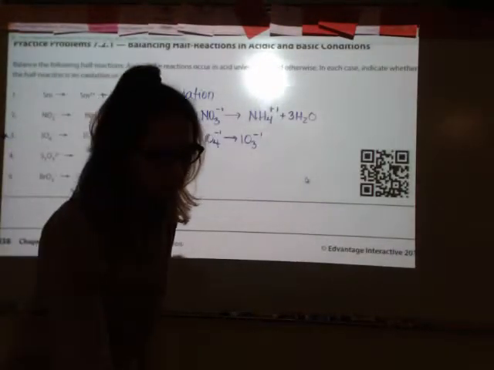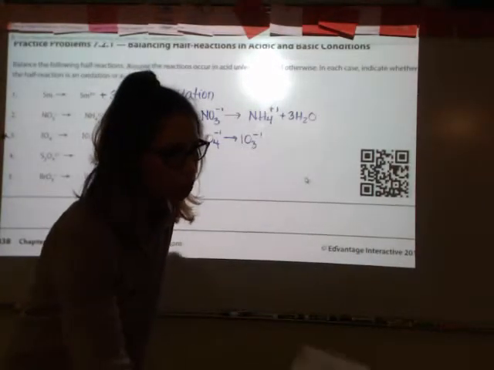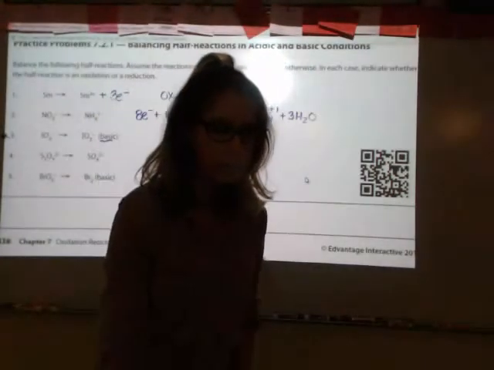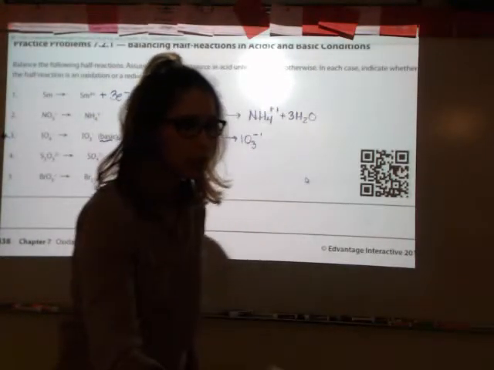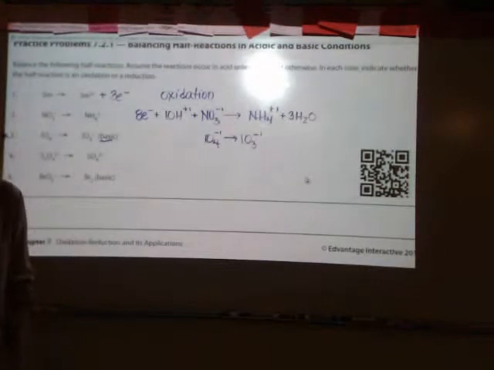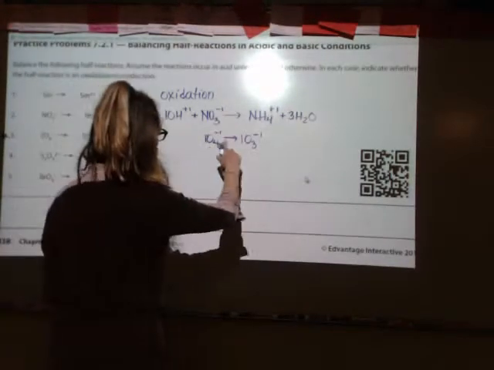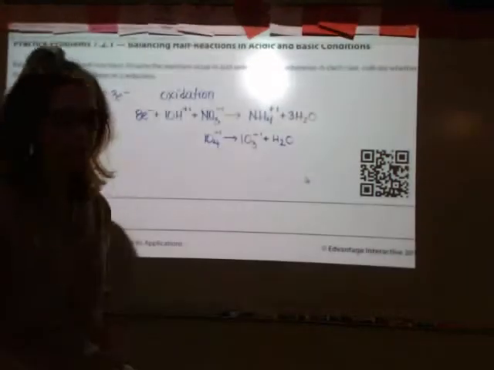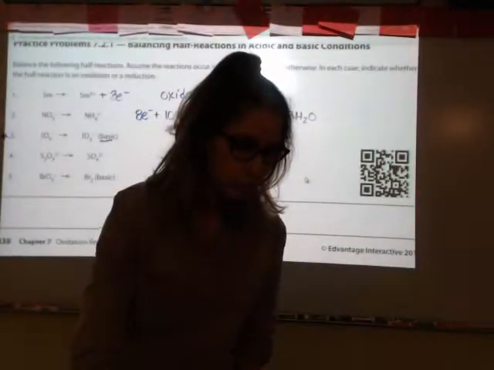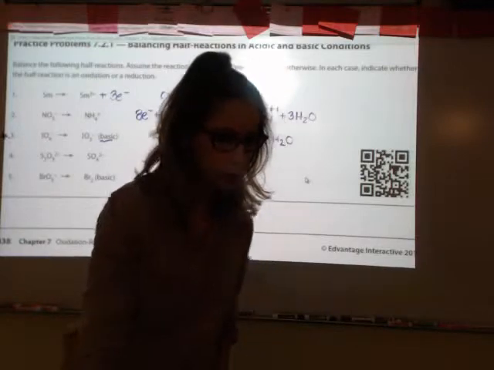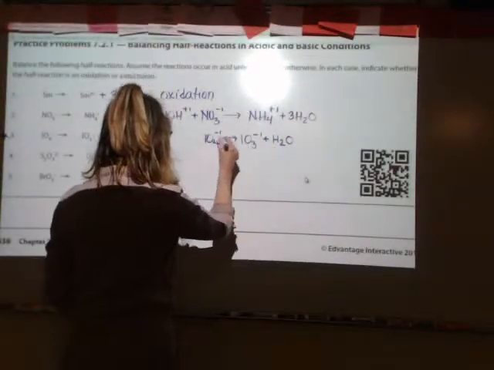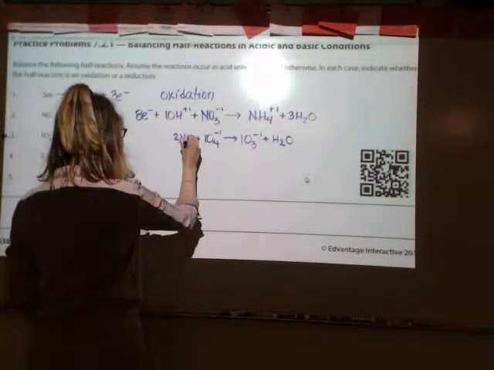Step number 1, balance atoms other than hydrogen and oxygen. Well, I have 1 of each iodine, so I'm fine. Step 2, balance oxygen by adding water. I have 4 oxygen here and 3 here, so I should add 1 water here. Step 3, balance hydrogen by adding hydrogen ions. I have 2 hydrogens here, so we're going to add 2 hydrogen ions to the other side.